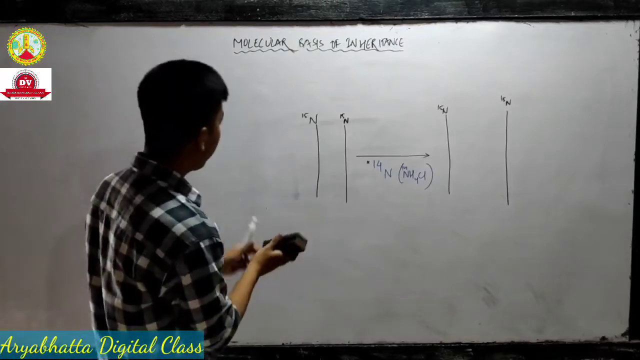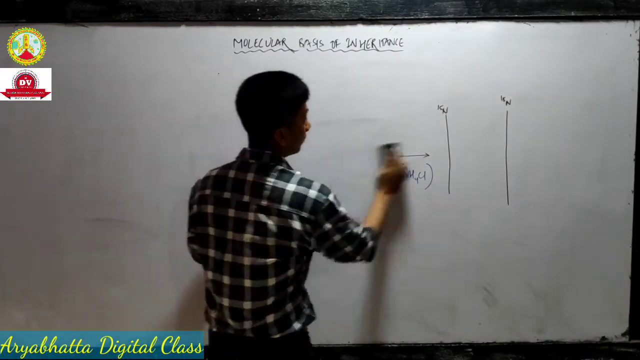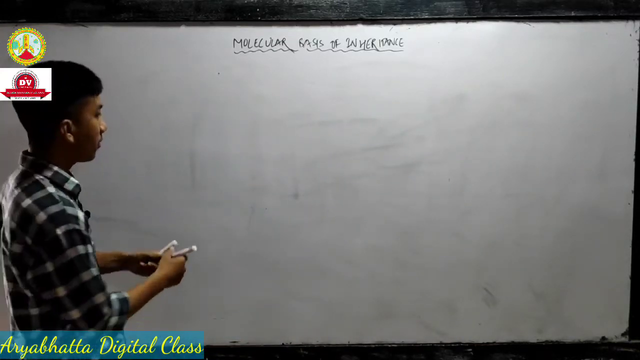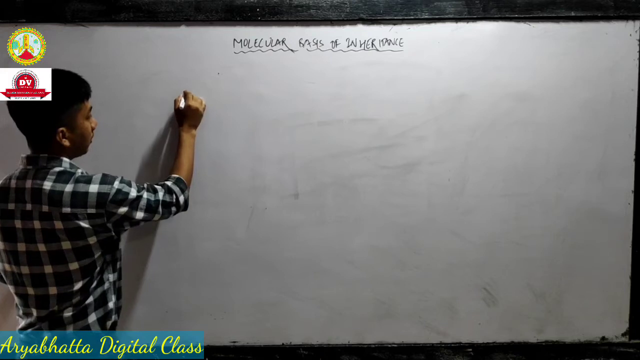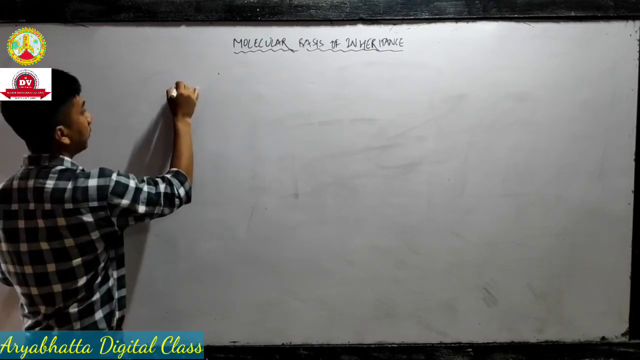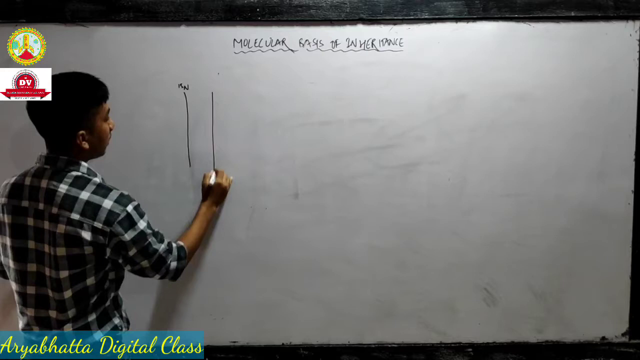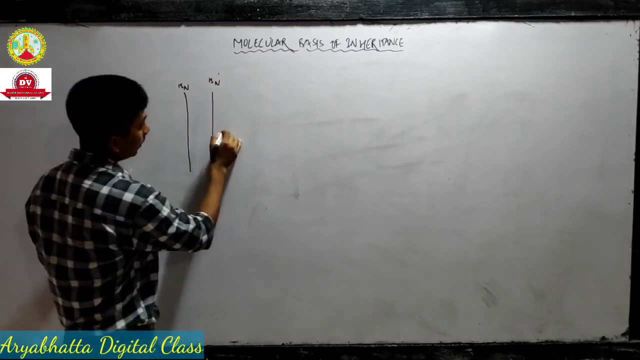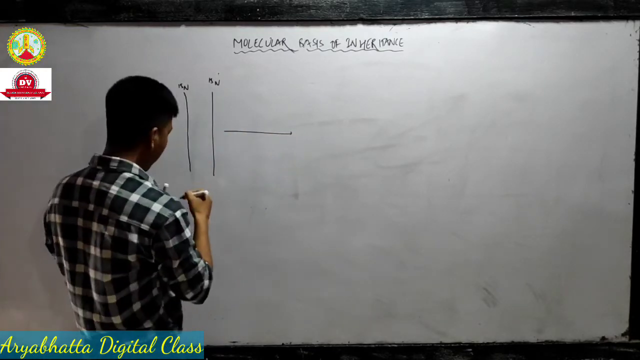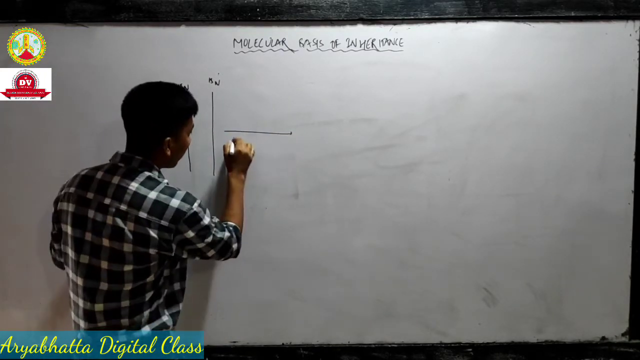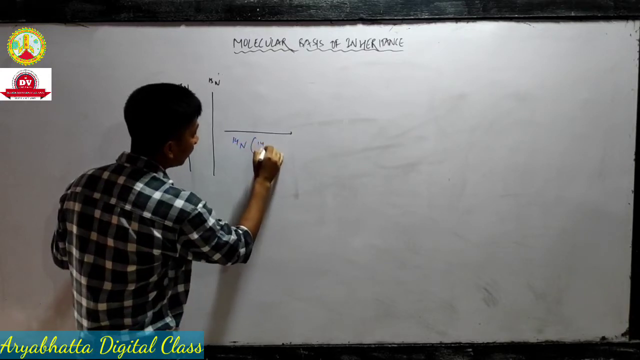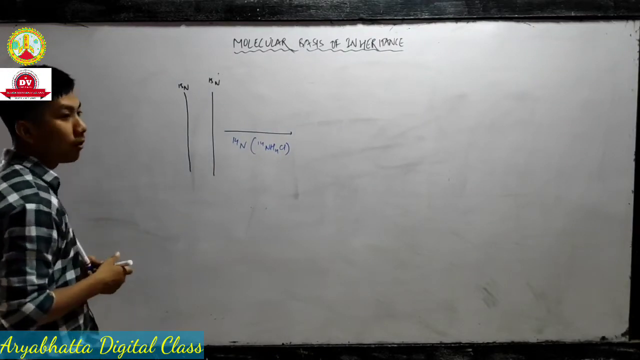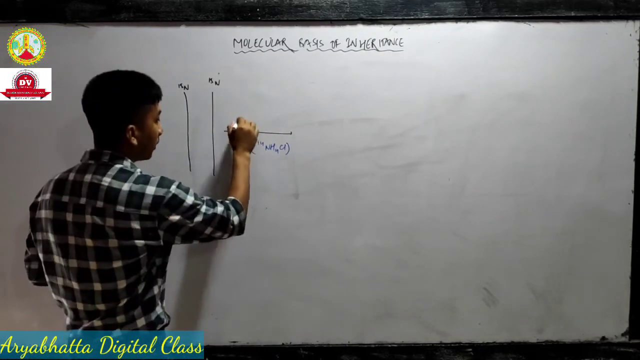I need a space, so let me draw it on that side, otherwise you will get confused. Let me draw from this part. So here the DNA of the bacteria contains N15 and N15. They allowed them to divide using normal nitrogen, that is N14 in the form of NH4Cl, that is the normal nitrogen. And we know the DNA divides every 20 minutes.